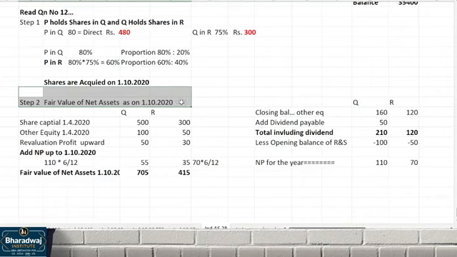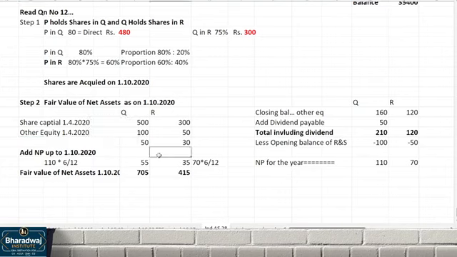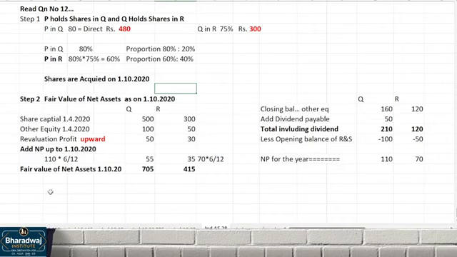Any doubt in it? Opening balance of capital, opening balance of other equity, upward revaluation, because it's given the fair value of the asset is 50 more and 30 more is given. Net profit for the first 6 months, it will give us the fair value of net assets on 1/10/2020. Any doubt in it?